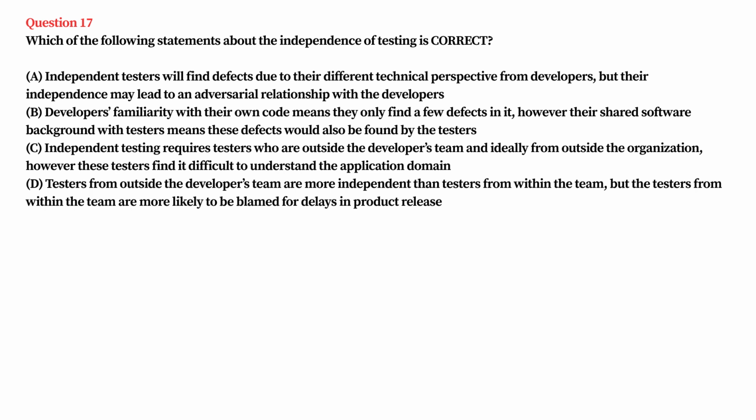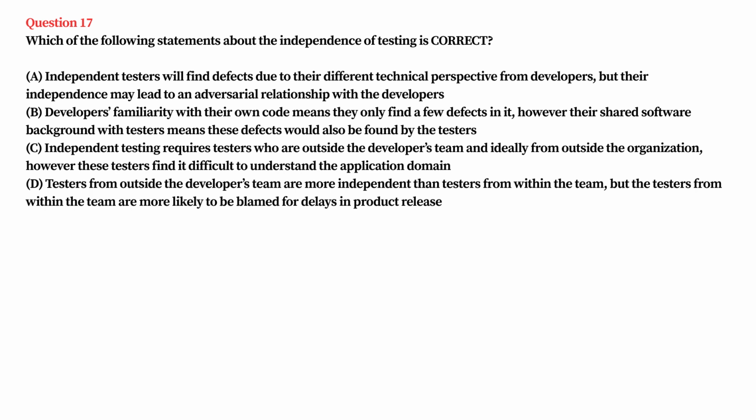Answer A is correct. The primary benefit of independence in testing is that testers are more likely to identify different types of failures and defects compared to developers, due to their varied backgrounds, technical viewpoints, and potential biases, including cognitive bias. However, the main disadvantage of independence in testing is that testers may become isolated from the development team, leading to communication problems, a lack of collaboration, and potentially an adversarial relationship, with testers being blamed for delays and bottlenecks in the release process. Answer B is not correct.